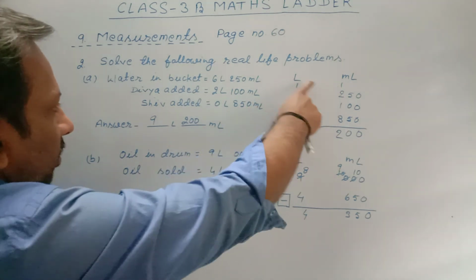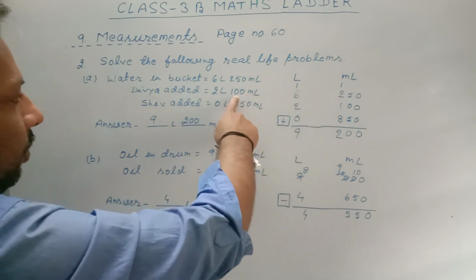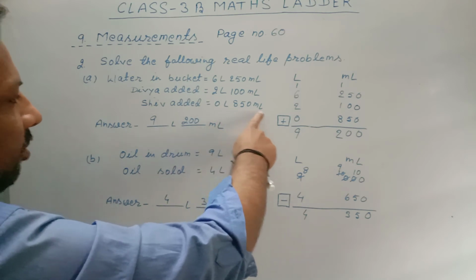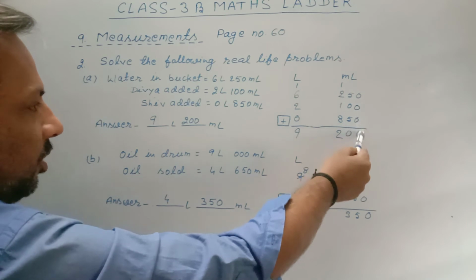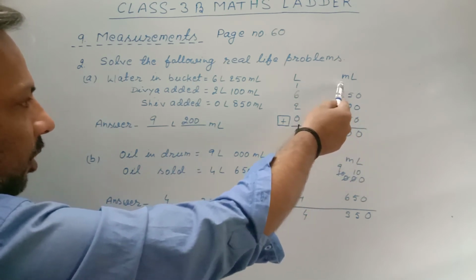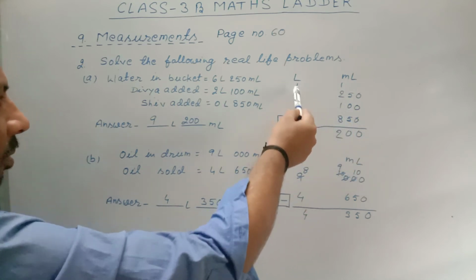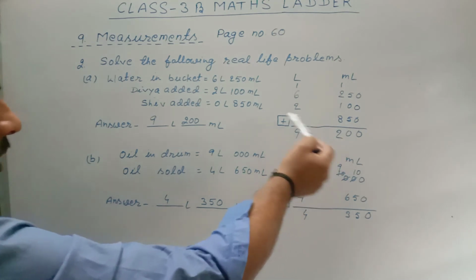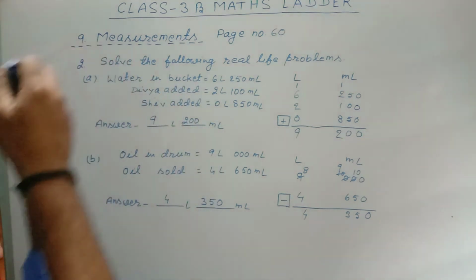Then these two are the columns. I arranged all these: 6 liter 250 milliliter this one, 2 liter 100 milliliter this one, and 0 liter 850 milliliter this one, and I added all these. So 0 plus 0 plus 0, 0. 5 plus 5, 10, carry 1, that one came here. 1 plus 2, 3, 3 plus 1, 4, 4 plus 8, 12, carry 1, 1 came here, 1 plus 6, 7, 7, 2, 9. So this addition became 9 liter 200 milliliter. I wrote as answer 9 liter 200 milliliter.